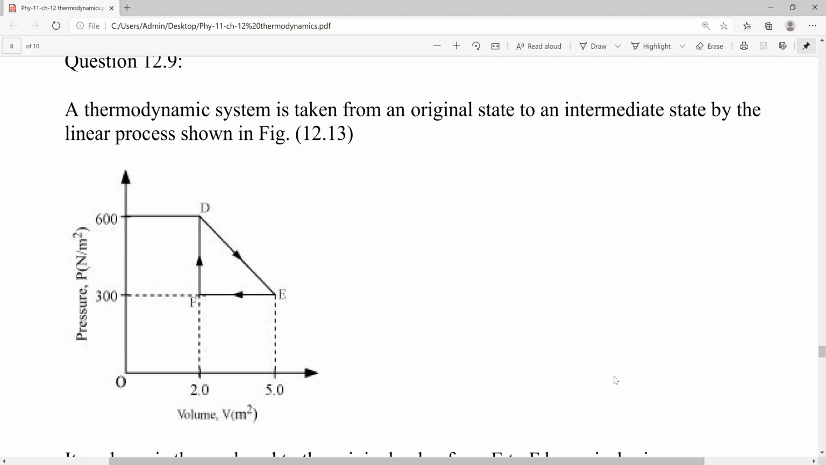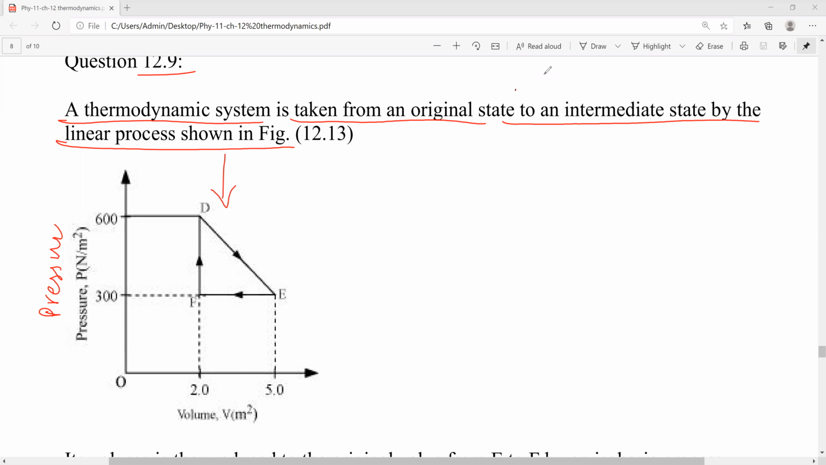So next one, that is 12.9. What do they ask in the question? 12.9. A thermodynamic system is taken from the original state to an intermediate state by the linear process shown in this diagram. The diagram is plotted as pressure versus volume. So this is pressure, and in this, volume is plotted. Its volume is reduced to the original value from E to F by an isobaric process.